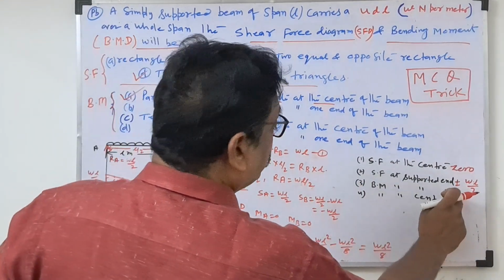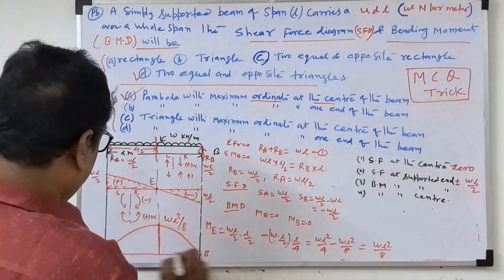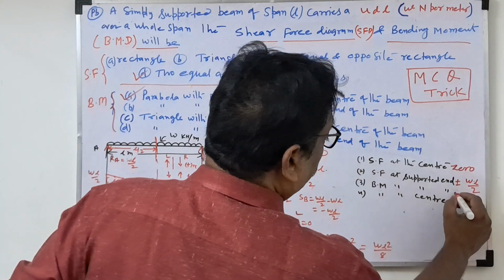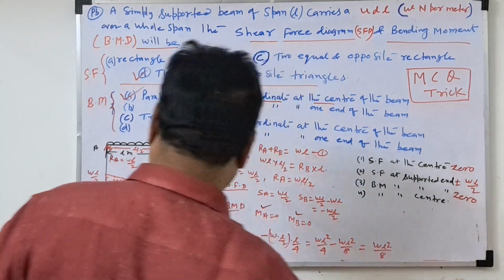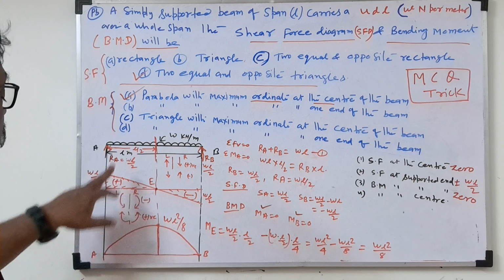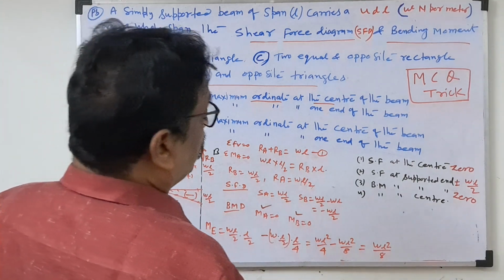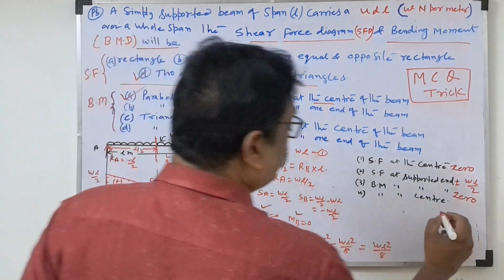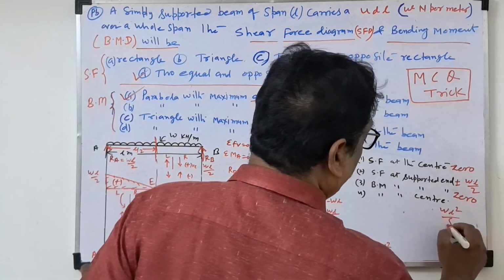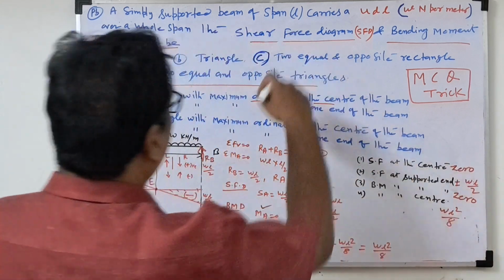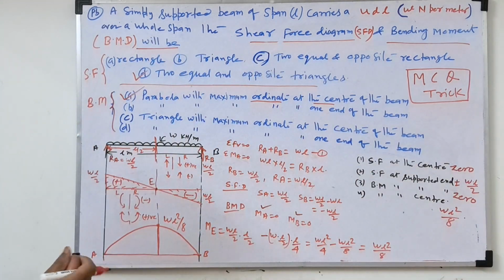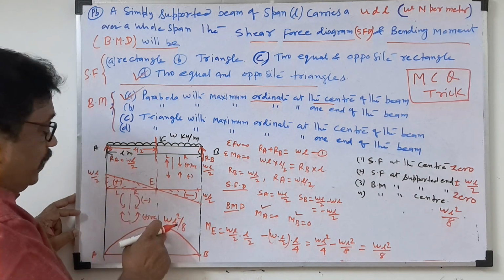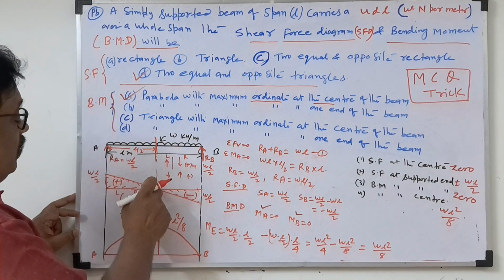Now bending moment at the supported end. That means bending moment at A and bending moment at B equal to 0. This is the answer. See this, how many questions come for one diagram. Now what is the bending moment at the center? Bending moment at the center is nothing but WL square by 8. 1, 2, 3, 4, 5, 6 objective questions. A lot of objective questions will come here. So they will ask what the bending moment at the center is: WL square by 8.